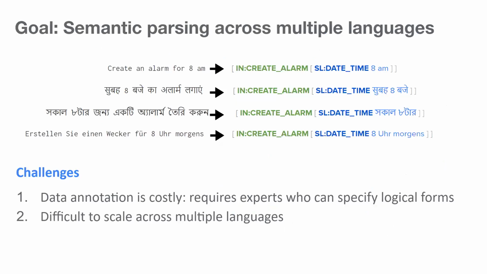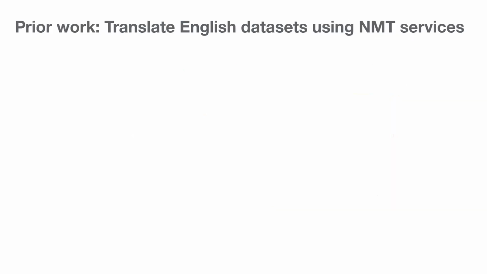Our goal is to scale semantic parsing models across multiple languages. However, annotating semantic parsing datasets at scale is costly, as it requires human experts who can specify logical forms in a formal language. One of the most common ways of bootstrapping semantic parsing datasets across multiple languages is to translate English datasets using off-the-shelf machine translation services.